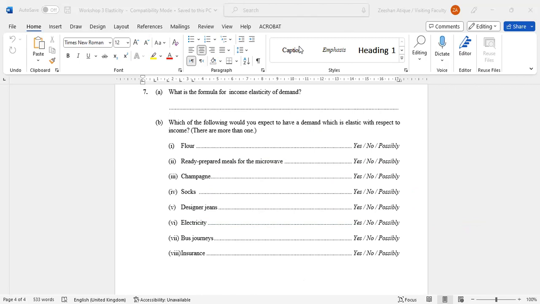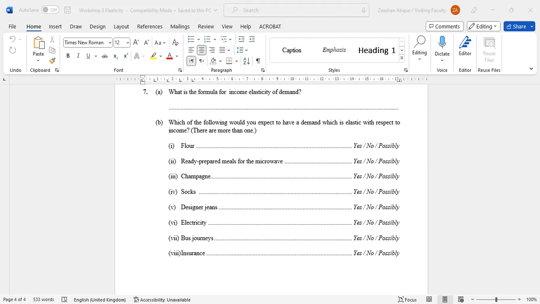In part B of question number 7, in part A you have to write the formula, and this formula is also given in the description of the question. In part B, you have to find out whether the things shown here on the left-hand side, for example flour, ready prepared meals for the microwave, champagne, socks, designer jeans, electricity, bus journeys, insurance, have got elastic demand with respect to income or not.